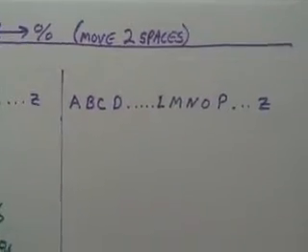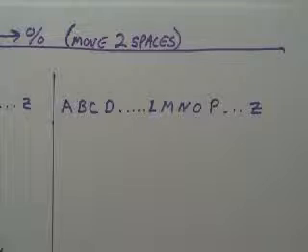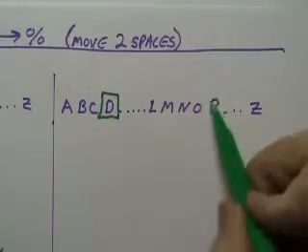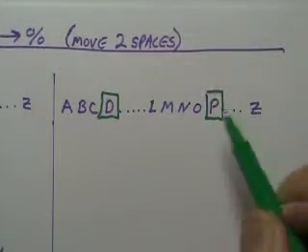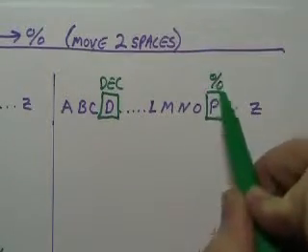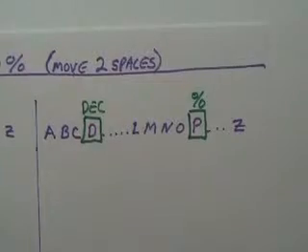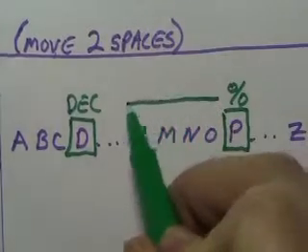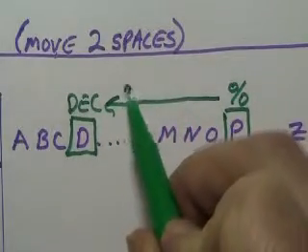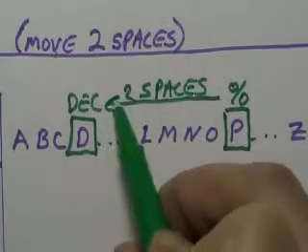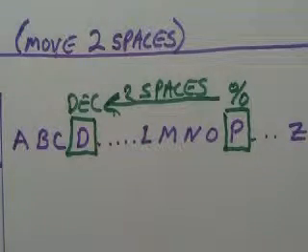Now let's move over to the other side. And again, let's put a box around D and the letter P. And the D is for decimal, and the P is for percent. So to go from percent to decimal, I need to go this direction. Move the decimal 2 spaces. Right? From here to there. Going to the left, 2 spaces. That's going from percent to decimal.